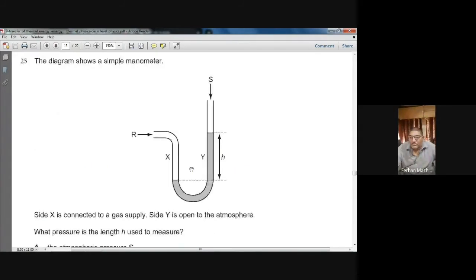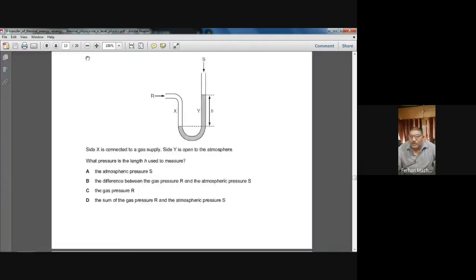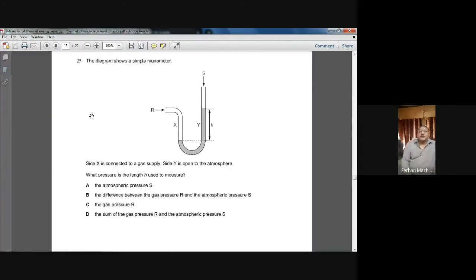Next question is question number 25. The diagram shows a simple manometer. Side X is connected to a gas supply. Side Y is open to the atmosphere. What pressure is the length H used to measure?